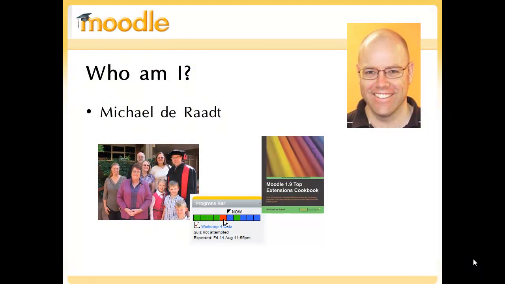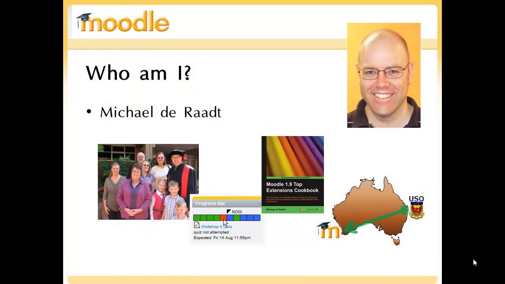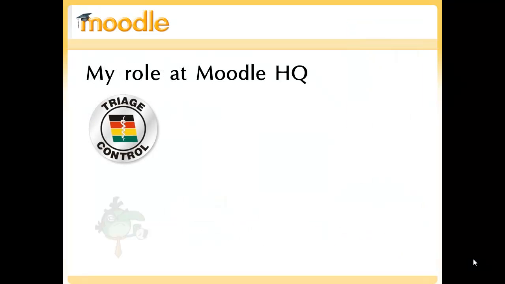Who am I? Michael Durrat's my name. I was previously an academic working in a university, and as well as working with Moodle there, I also developed a number of plugins. As I got more involved in that community, I wrote a book, and after a while I got more involved, and that led me to come across the country to Perth to work here at Moodle HQ.